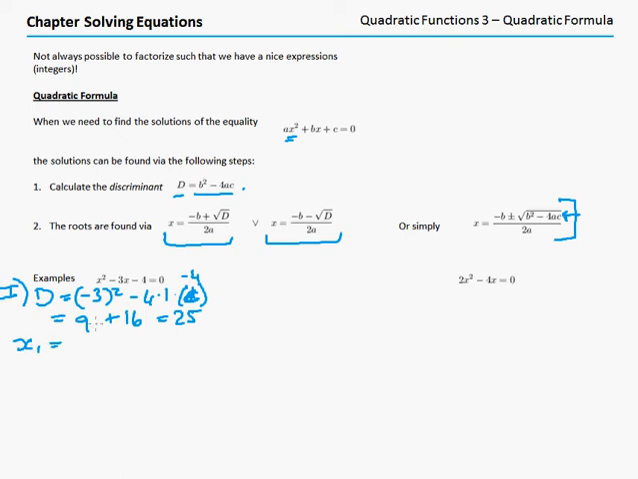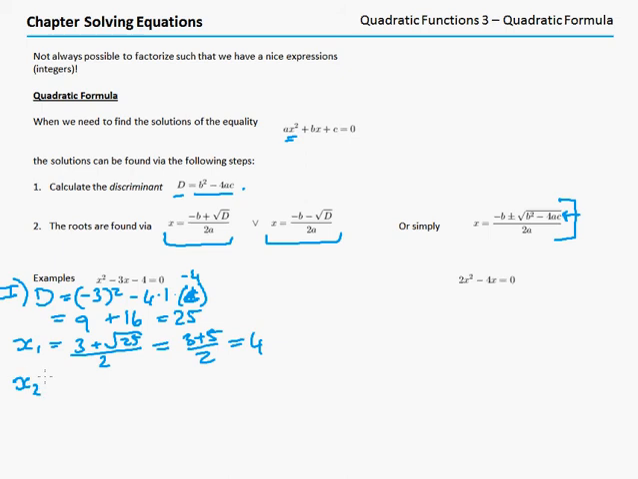x1 is equal to minus b plus the square root of d over 2a, minus b minus minus 3, which is 3, plus the square root of 25 divided by 2a, which is 2 times 1, which is 2. And that's equal to 3 plus 5 over 2, which is equal to 8 over 2, which is equal to 4.